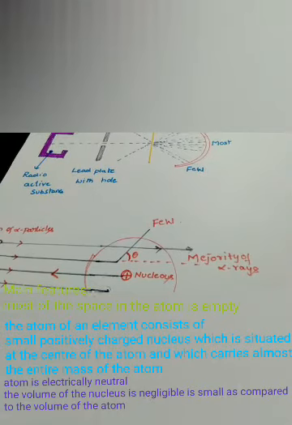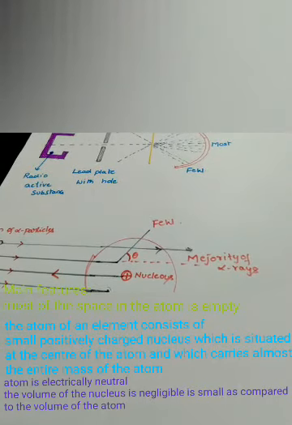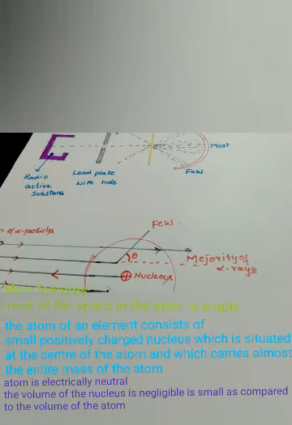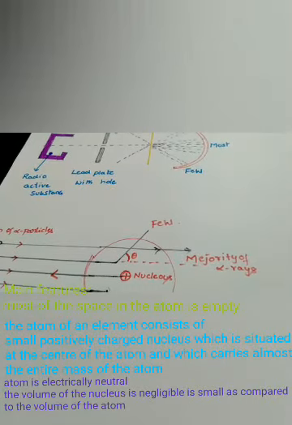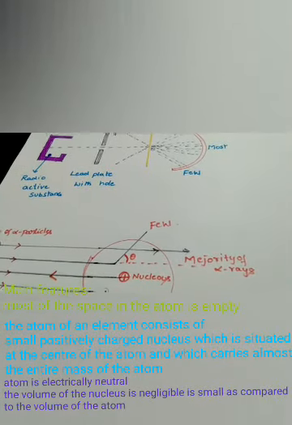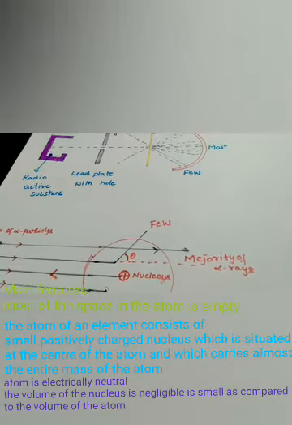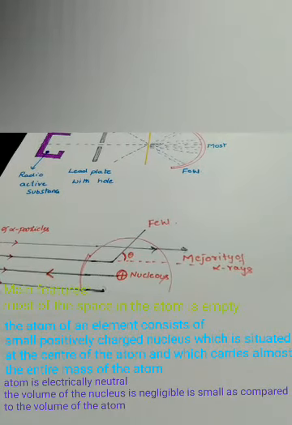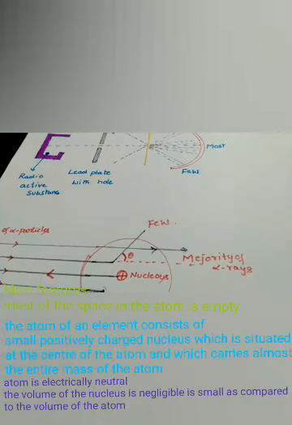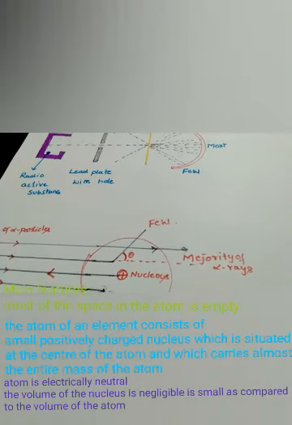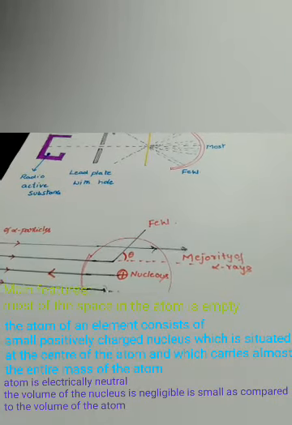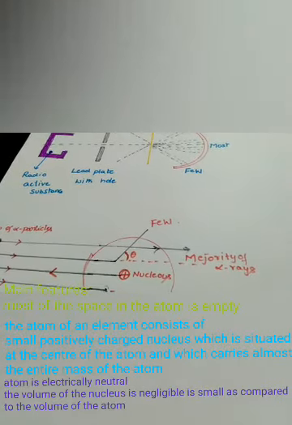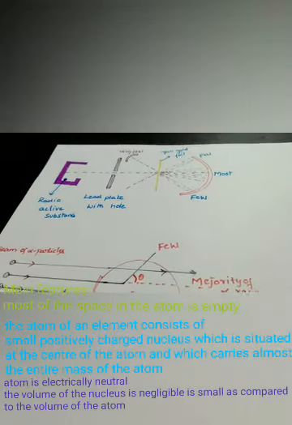The number of electrons in orbits is equal to the number of positive charges, that means the number of protons in the nucleus. Hence, the atom is electrically neutral. And the volume of the nucleus is negligibly small as compared to the volume of the atom, and most of the space in the atom is empty.